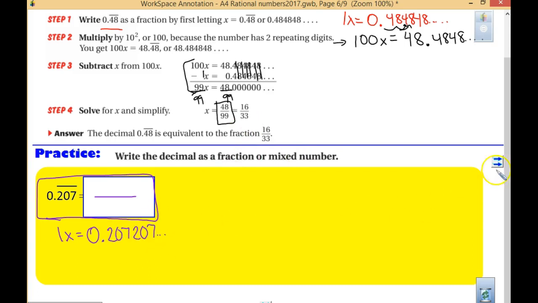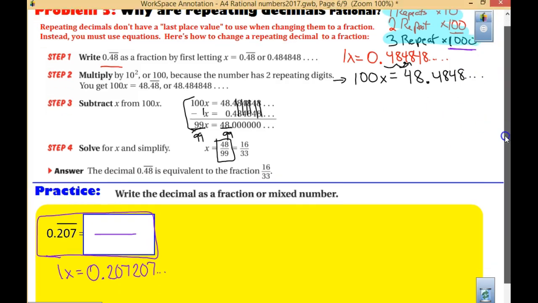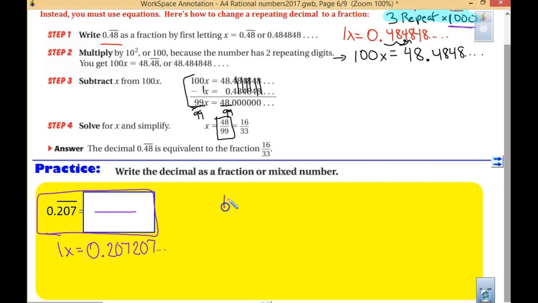Since I have 3 digits that repeat, what did we say we should multiply by when 3 repeat? 1,000. So when we're trying to decide, remember, you're going to use this up here to help you decide, okay? So we now want to write 1,000x equals. If I multiply by 1,000, I am going to move the decimal 1, 2, 3 places, and I get 207.207 dot, dot, dot.